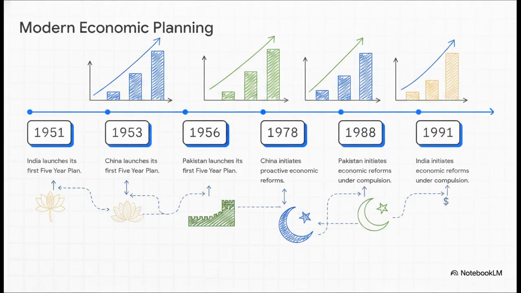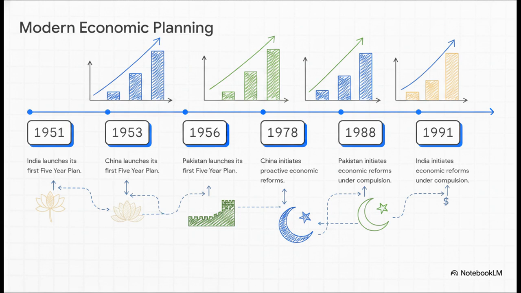It's actually wild when you think about it. All three of these countries started their modern economic planning at almost the exact same time. India launched its first 5-year plan in 1951, China followed in 1953, and Pakistan in 1956. They were all essentially on the exact same starting block.